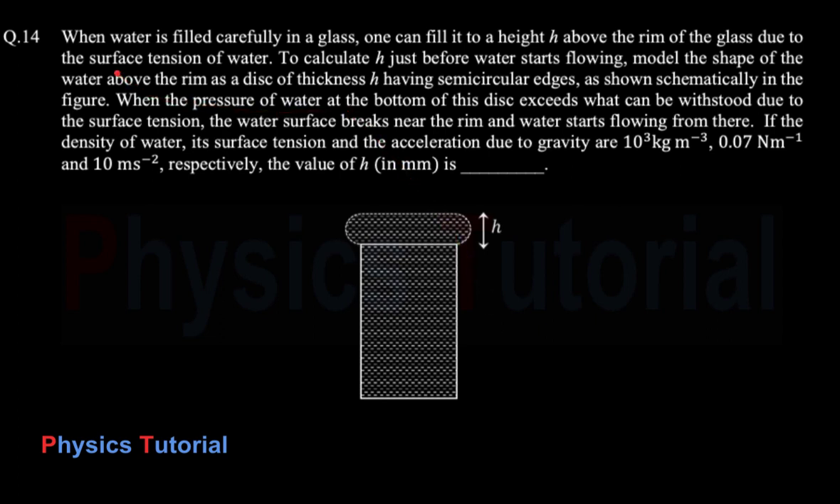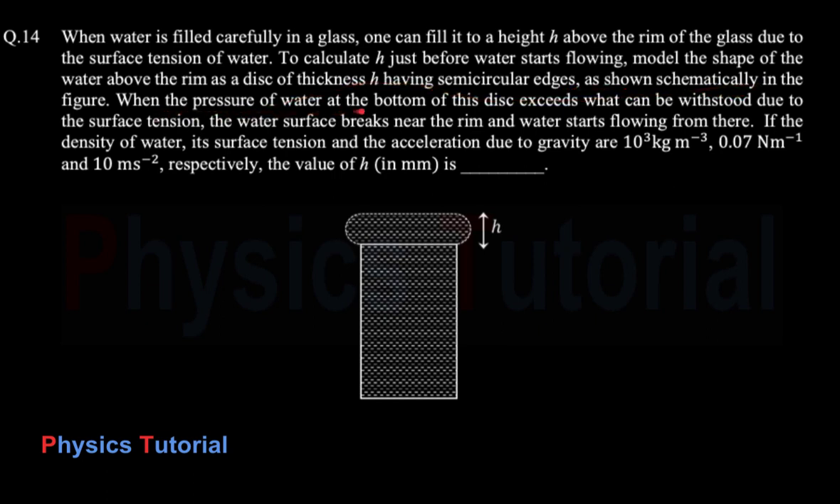Now question number 14. When water is filled carefully in a glass, one can fill it to a height h above the rim of the glass. Due to surface tension of water, to calculate h just before water starts flowing, model the shape of the water above the rim as a disk of thickness h, having semicircular edges as shown schematically in the figure.